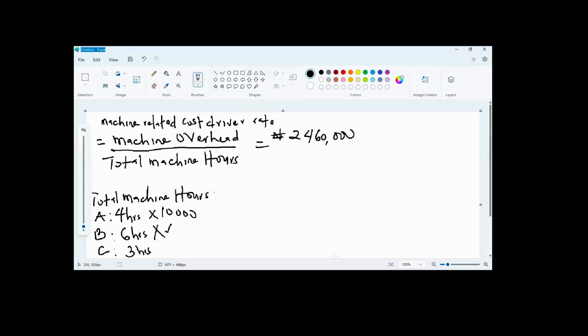Product B, how many units? 4,000. And product C, 6,000 units. Total for the year: 40,000 machine hours for A. Total for the year, 24,000 machine hours for B. And total for the year, 18,000 machine hours for C. Now, total machine hours: 82,000.